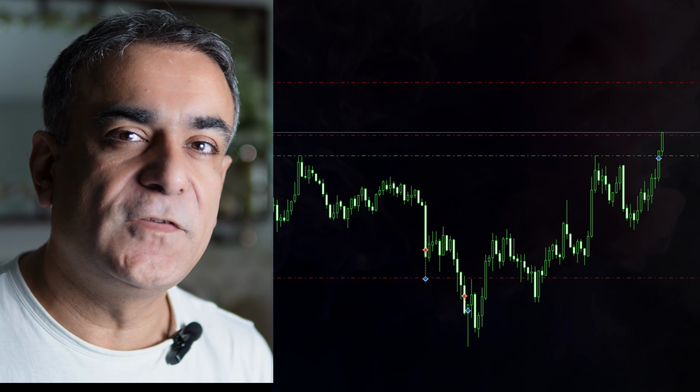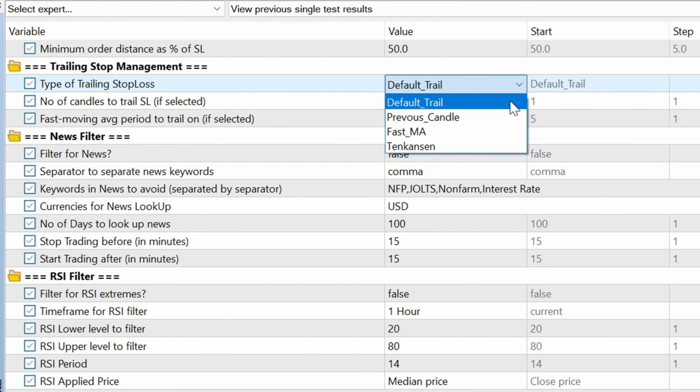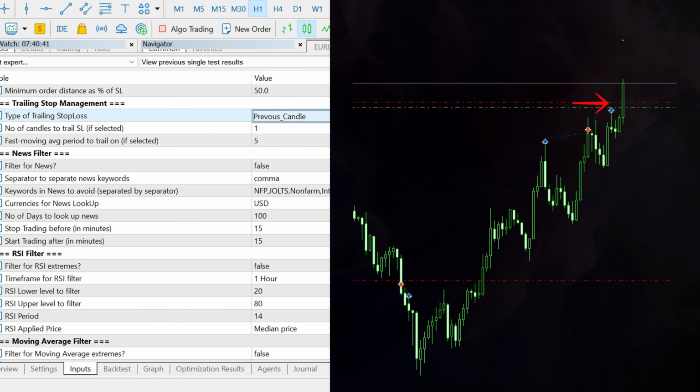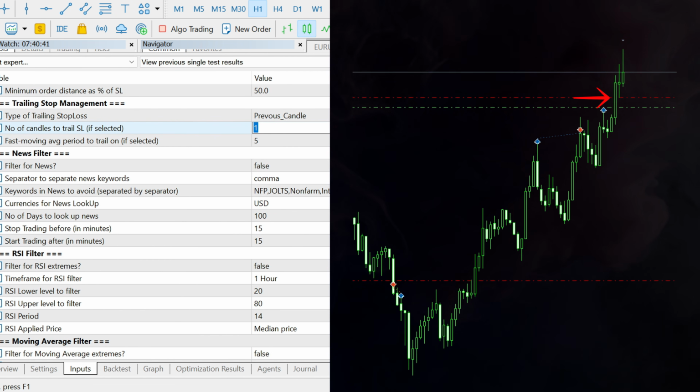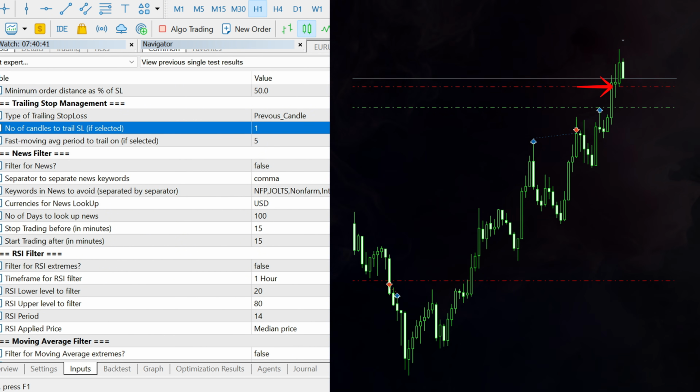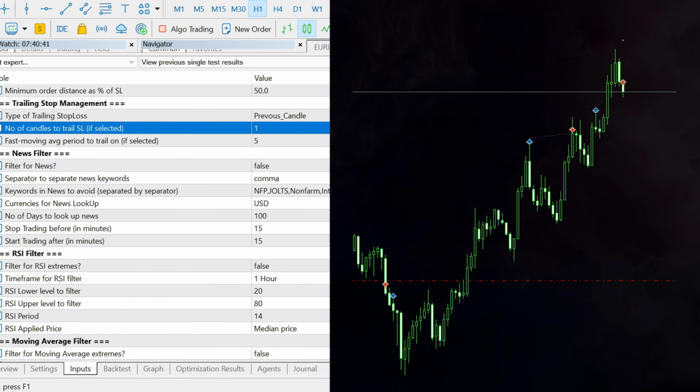But once the stop loss has moved to break even, then you can select the default trail type, which is the aggressive trail type. But now you also have the possibility to trail the stop loss on the previous candle. In case of a buy, it will be trailed on the previous candle's low. And in case of a sell, it will be trailed on the previous candle's high. And then you have to define here how many candles you want to trail it by. So if you say 1, then it's going to be on the previous candle. If you say 2, it's going to be on the previous from previous, and so on and so forth.